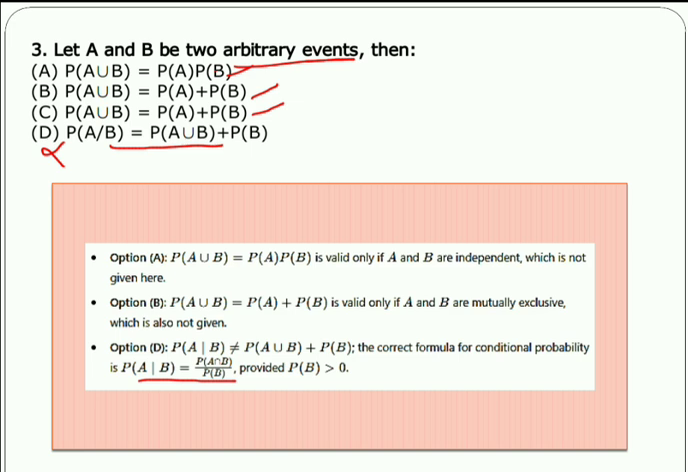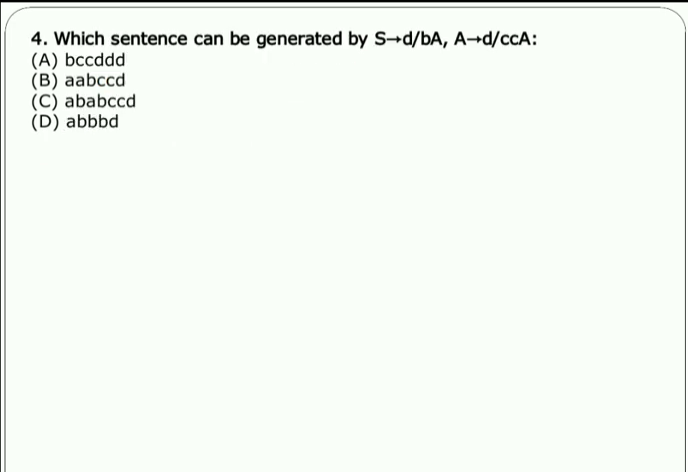So option C is the correct answer here. Next, which sentence can be generated by this given expression here? S implies DR BA, A implies DR CCA. So let us consider the given expressions as equations 1 and 2.